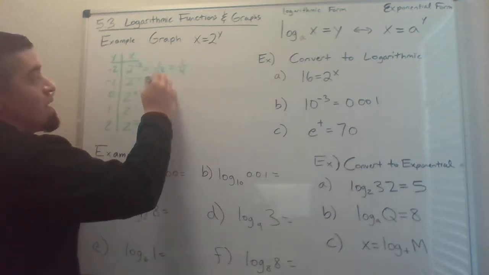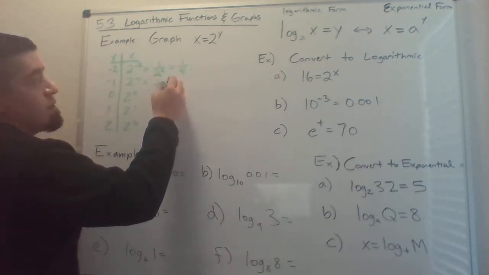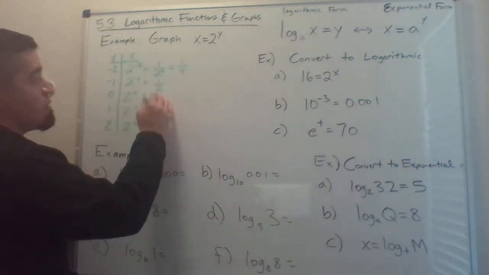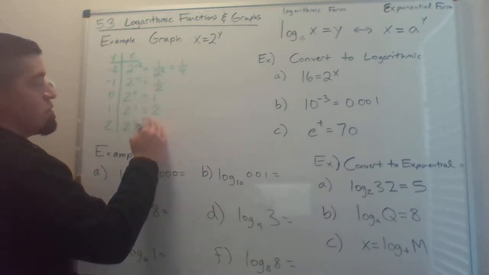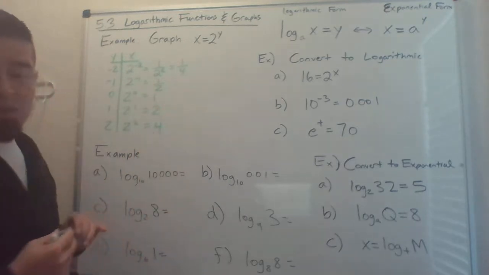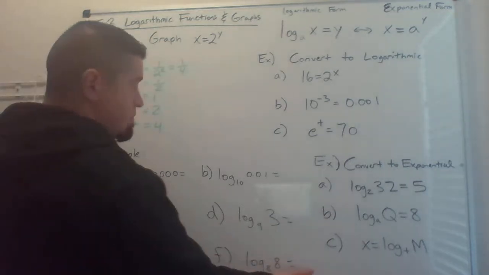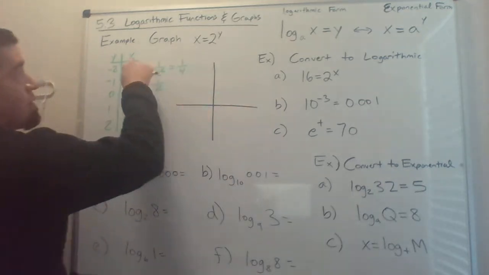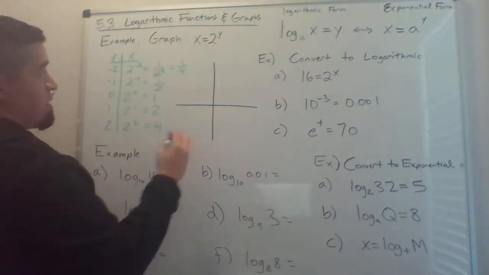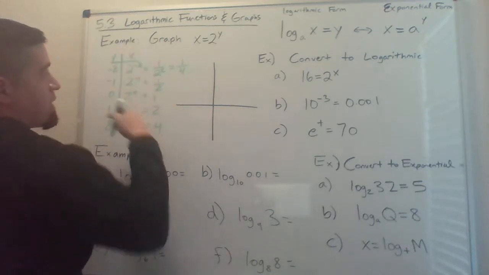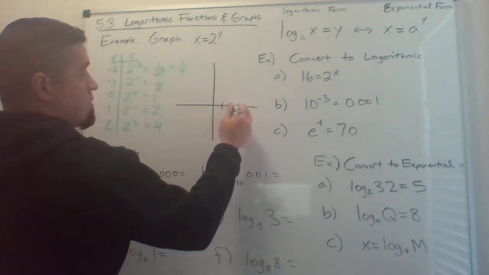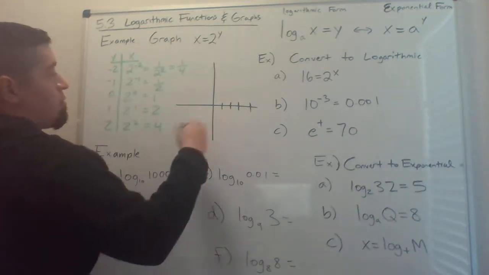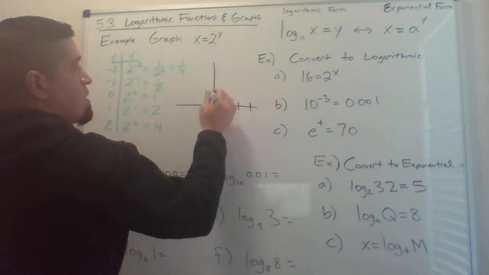And 2 to the -1 is actually 1 over 2 to the first, or just 1/2. Anything to the 0 power is always 1. 2 to the first is 2. 2 squared is 4. So now all I want to do is graph this, and we just have to be careful that this is the x, so we're going to graph the x's that way, and this is the y column. On the x column, I'm going to go up to 4, because that's what these numbers go up to, and over here on my y's, I'm going to go from -2 to +2.